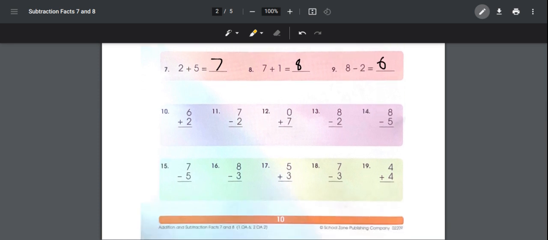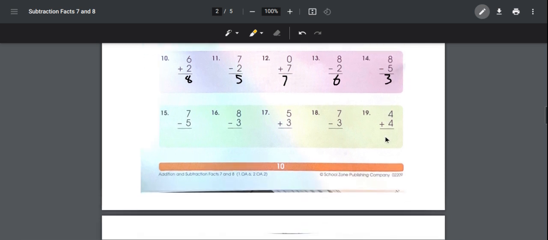Okay, it's just the same thing, except it's written vertically. So number 10, 6 plus 2 is 8. 11. 7 minus 2 is 5. 12. 7 plus 0 is 7. 13. 8 minus 2 is 6. 14. 8 minus 5 is 3.